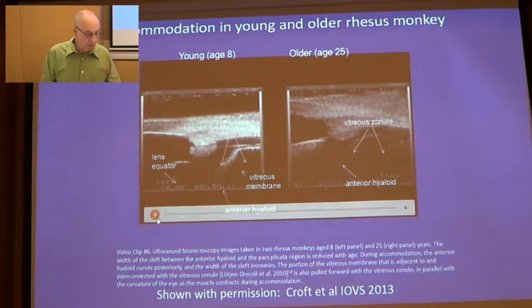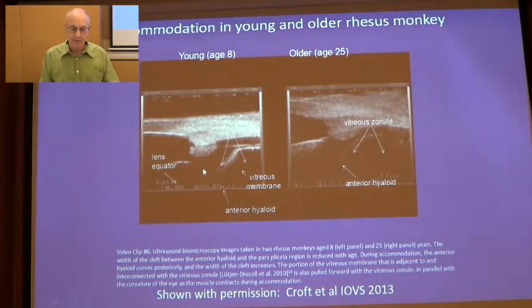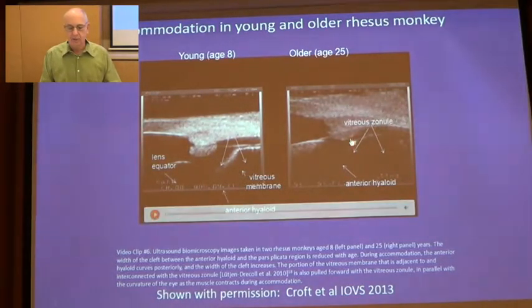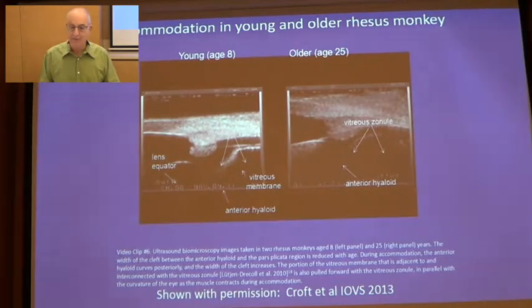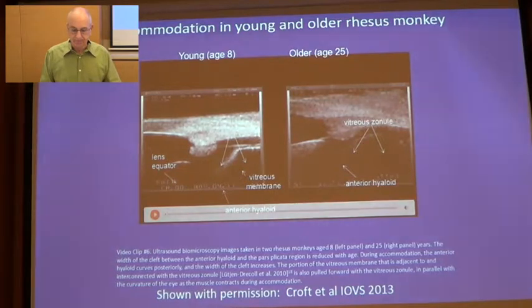Here, the older monkey eye demonstrates the loss of anterior movement and narrowing of the circumlental space seen in presbyopia. I don't think we can get this to play, but of course, this is related to the theories about the etiology of presbyopia, and certainly there is a mechanical change that reduces the effectiveness of the accommodative mechanism.